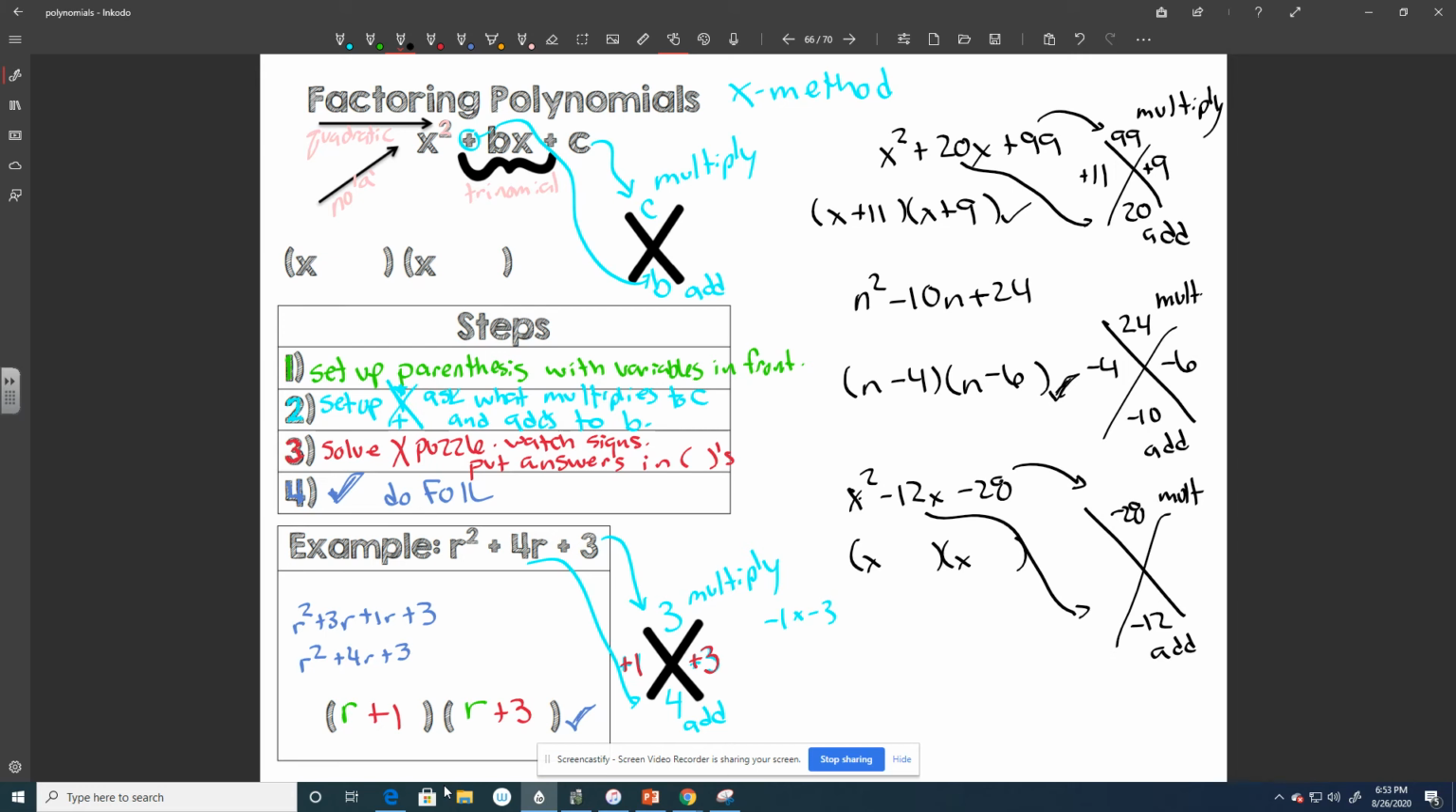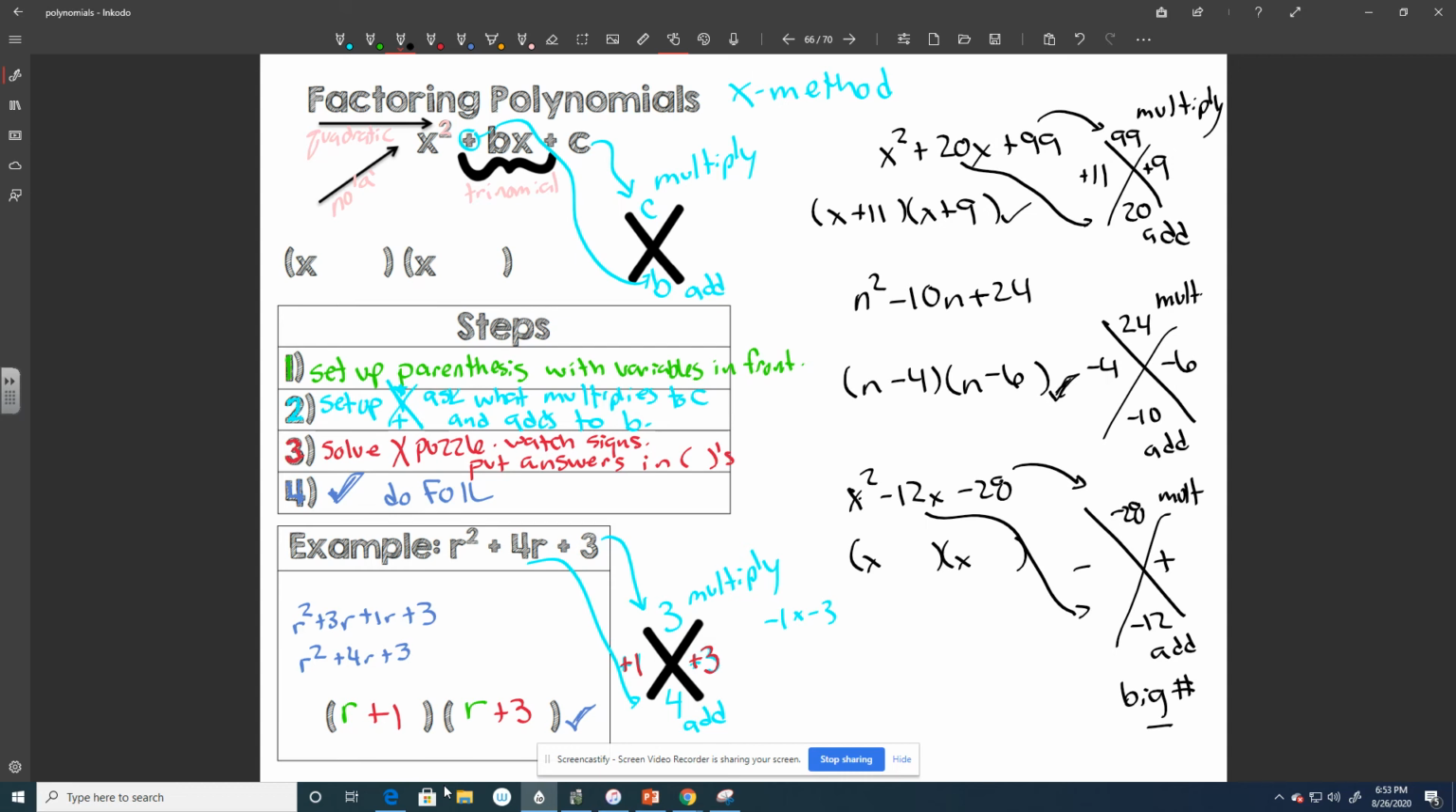So I'm looking for numbers that add up to negative 12, but they have to multiply to negative 28. Now, if two numbers multiply to be a negative, that means one of them is negative and one of them is positive, because they both can't be negative, they both can't be positive. This number right here gives me a hint, because when I add the numbers together, I'm going to get a negative, which means my biggest number is going to be my negative number, because my final answer is going to be negative 12.